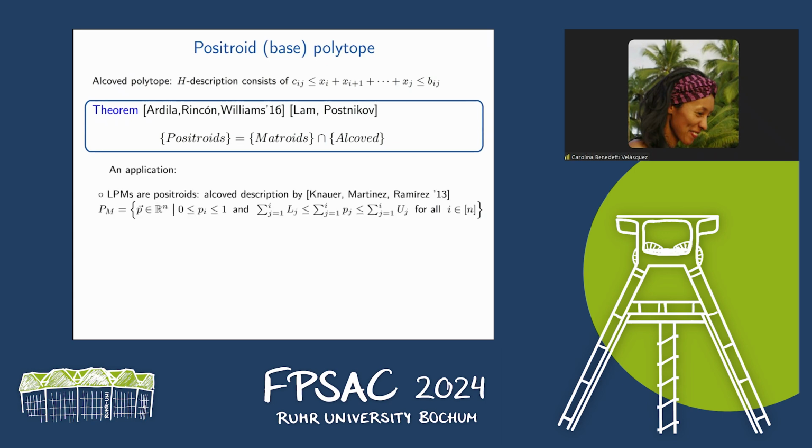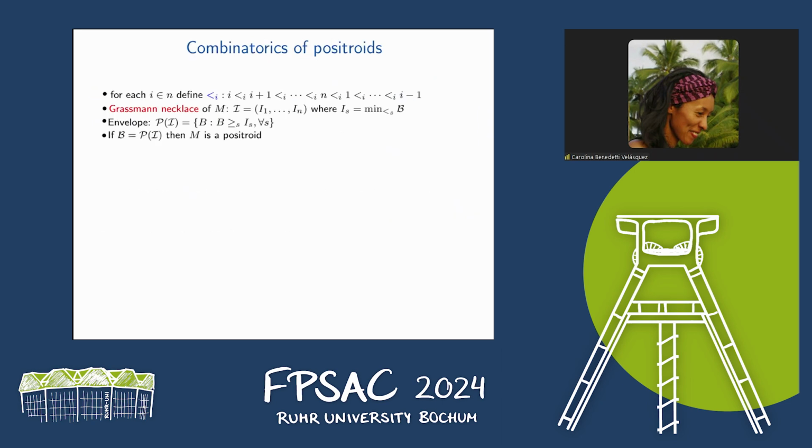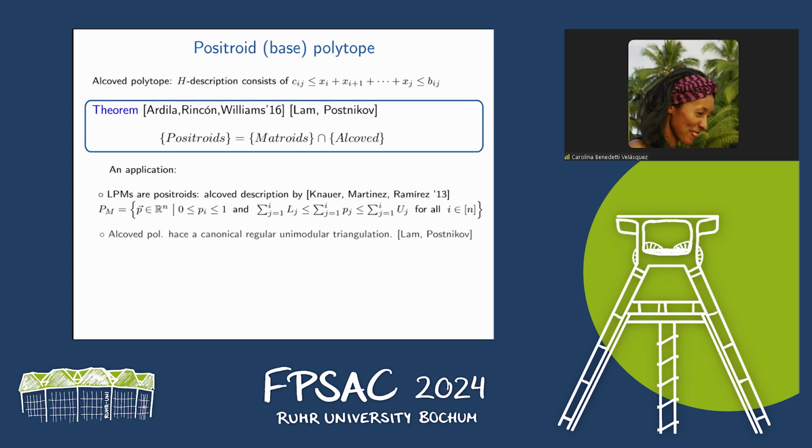And so an application of this is that LPMs already have a very well-known hyperplane description. I'm not going to go into details, but basically the hyperplane description given by Nawa, Martinez, and Ramirez tells you this is an alcoved description, and that says that LPMs are positroids. And certainly there are other ways of proving they are positroids, but this is one of them. Just as a side note, if you're familiar with Ehrhart theory, a very cool thing about knowing that your polytope is alcoved is that you can endow it automatically with a regular unimodular triangulation. Okay, so lattice path matroids, bottom line, they are positroids. And so this is one way of thinking of them geometrically.